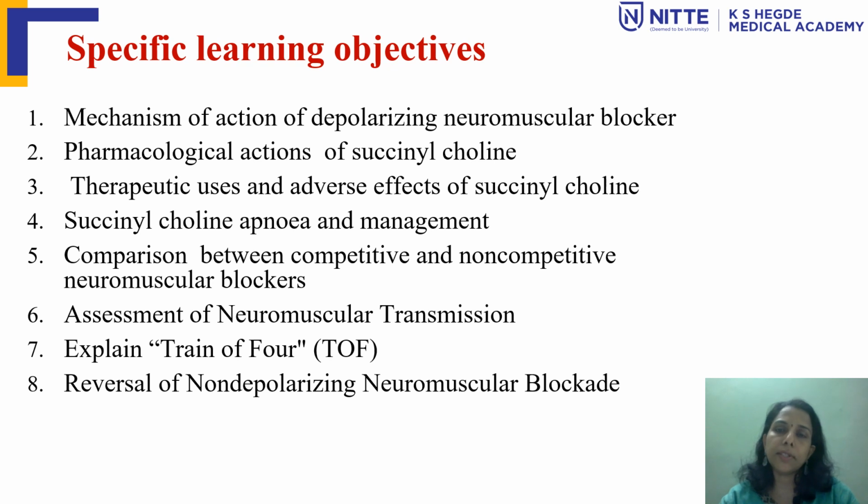and adverse effects of succinylcholine, comparison between the competitive and non-competitive neuromuscular blockers, assessment of neuromuscular transmission, the train of 4. Why train of 4? That is to assess the neuromuscular blockade. Then reversal of non-depolarizing neuromuscular blockade. So these are your specific learning objectives.